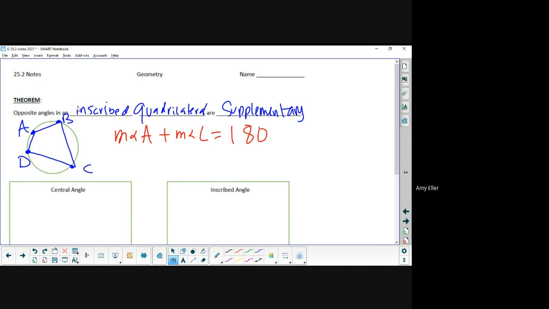Caitlin, give me another pair of opposite angles. Yes, so they are opposites, then B and the measure of angle D add to 180.